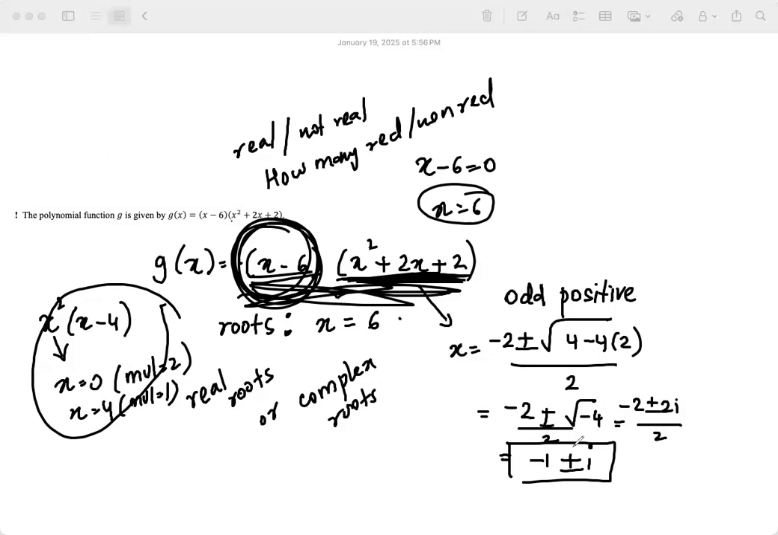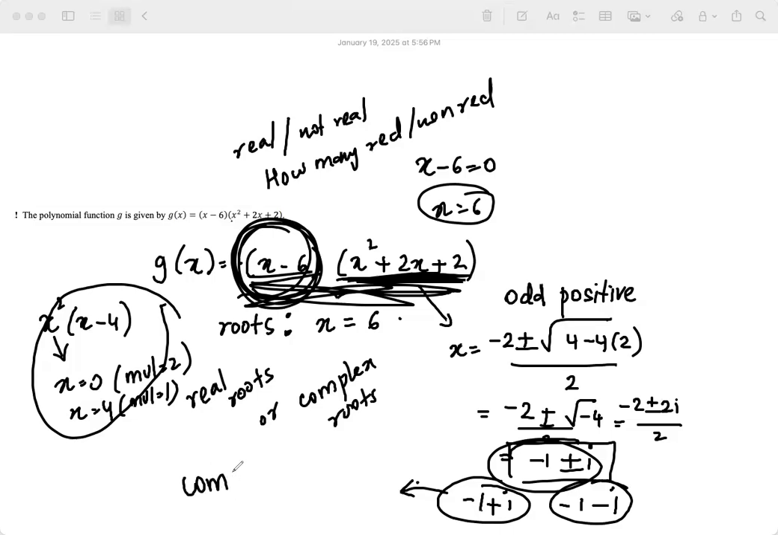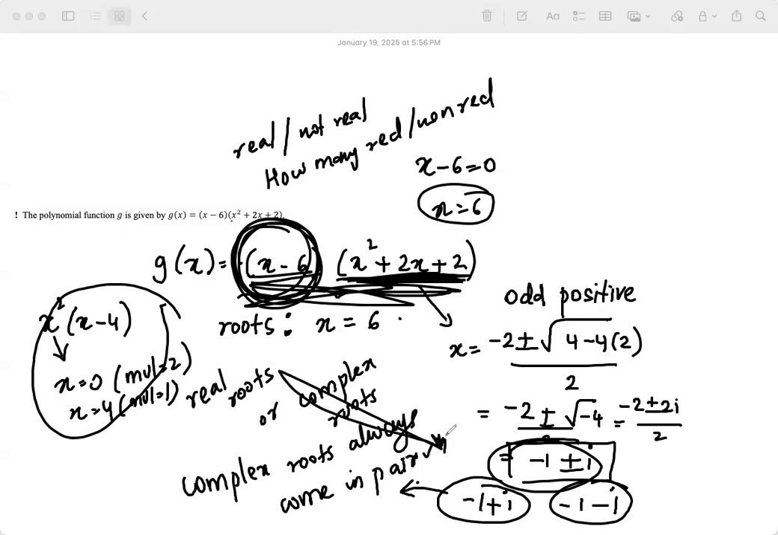The problem with complex roots is if you have minus 1 plus i as a root, minus 1 minus i is also a root. That means complex roots always come in pairs. Am I making sense? If you have a complex root, it always comes in pairs. Okay, so that you need to remember when we solve for complex roots.